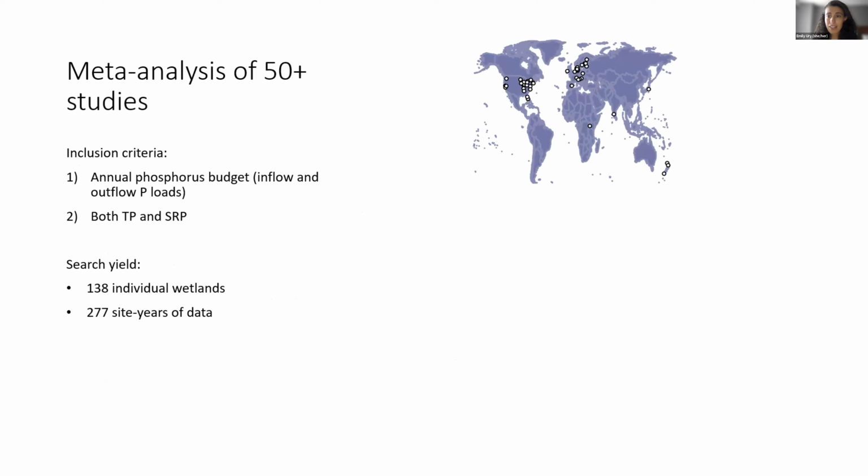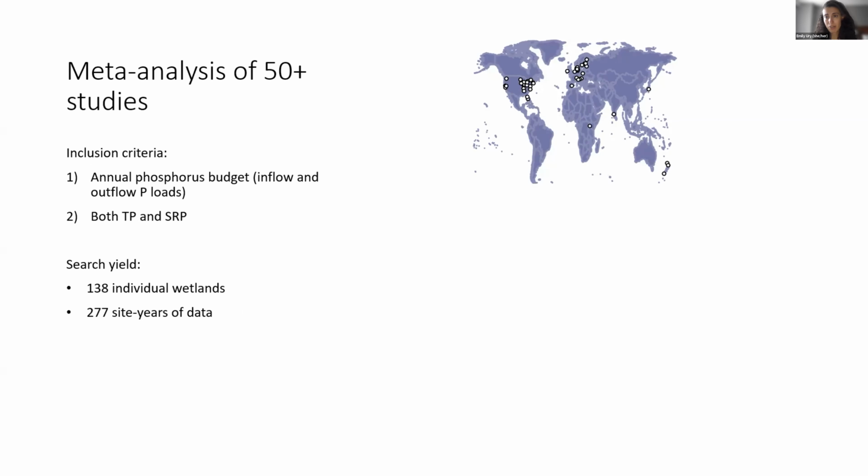I conducted a meta-analysis that includes over 50 studies. Inclusion criteria were that the studies had to report an annual budget for both total phosphorus and soluble reactive phosphorus. And those 50 studies yielded 138 individual wetlands and 277 site years of data, so annual budgets. And that number 277 is kind of the unit that I'll be referring to in the results that I'm about to present.